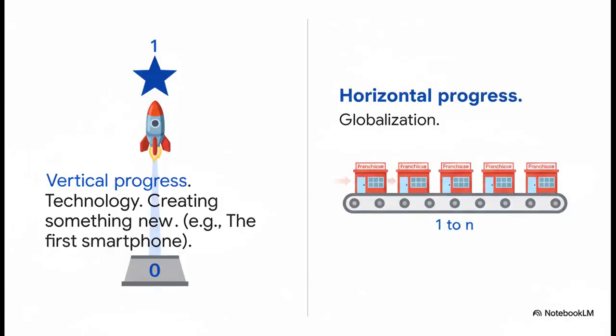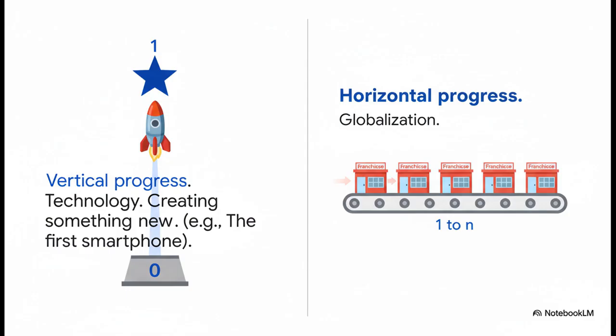Now, this slide right here, this is the heart of the book. It's the title, right? 0 to 1. So 1 to n is what he calls horizontal progress. You take something that works and you just make more of it. Think globalization, franchising, making things more efficient.